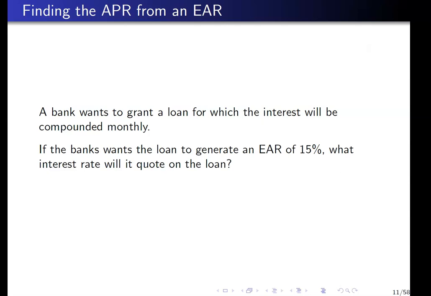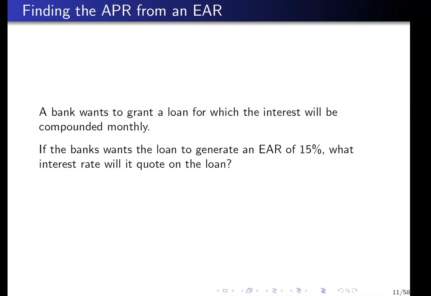Okay, some questions. Finding the APR from an EAR. A bank wants to grant a loan for which the interest rate will be compounded monthly, and the bank wants the loan to generate an EAR of 15%. So the bank has a goal in mind. The bank wants this product to produce an effective income of 15%. So what interest rate should it quote on the loan?